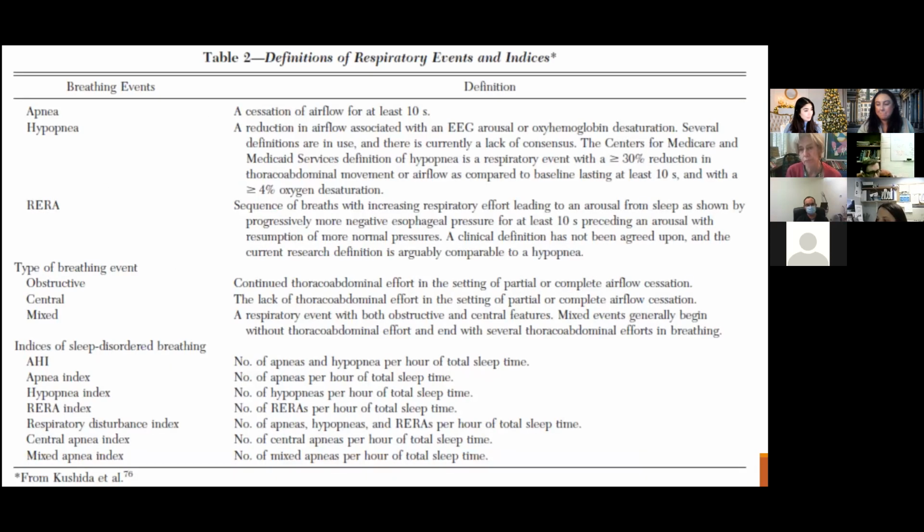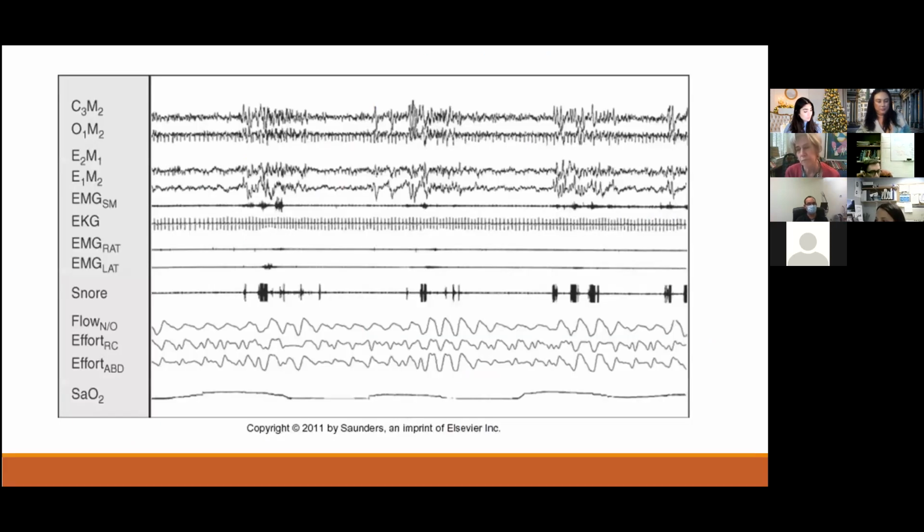There's actually a number of different respiratory events we can score and look at, and based on what we score, we can develop these different indices, but I don't think that's something you guys need to know. Here you can see, look at this flow. You can see the baseline expected flow here, and then there's these periods where there's a decreased airflow after these high amplitude peaks.